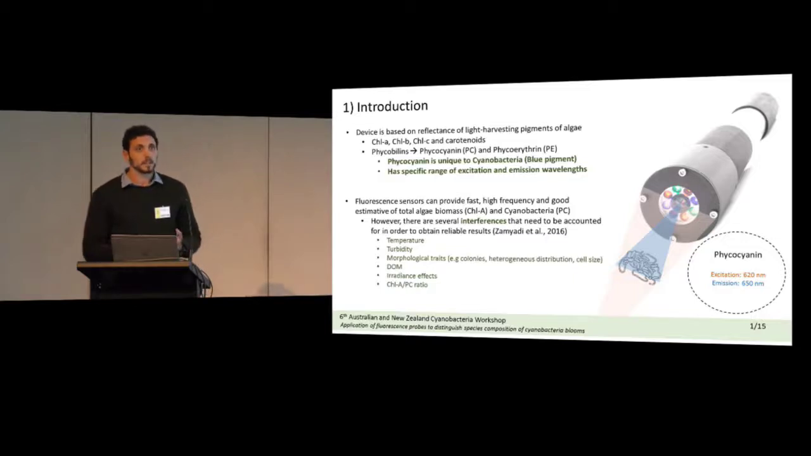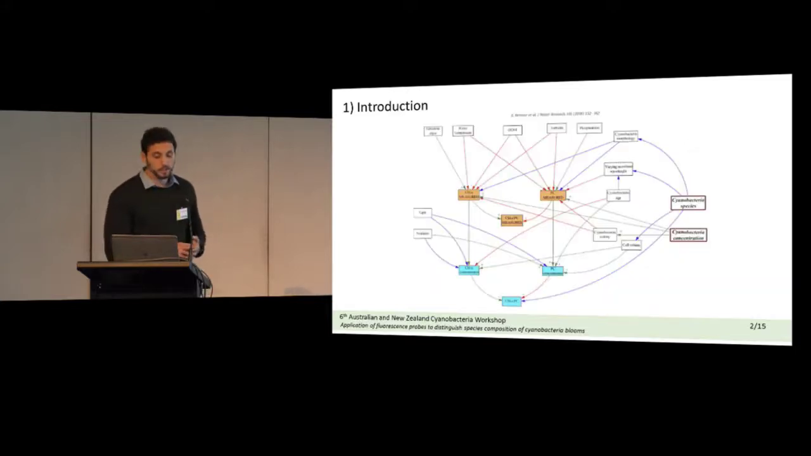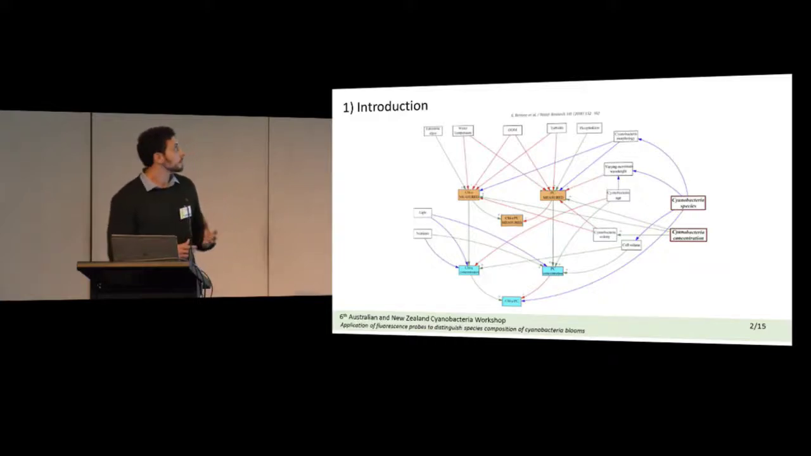Despite all of those interferences, this subject has already been studied a lot in the literature, and we know a little bit how to overcome and correct them. This figure here was taken from a recently published review paper on the subject, and it shows how some of the variables link or correlate with the phycocyanin that is measured by the fluorescence probe and the actual phycocyanin in the water sample.